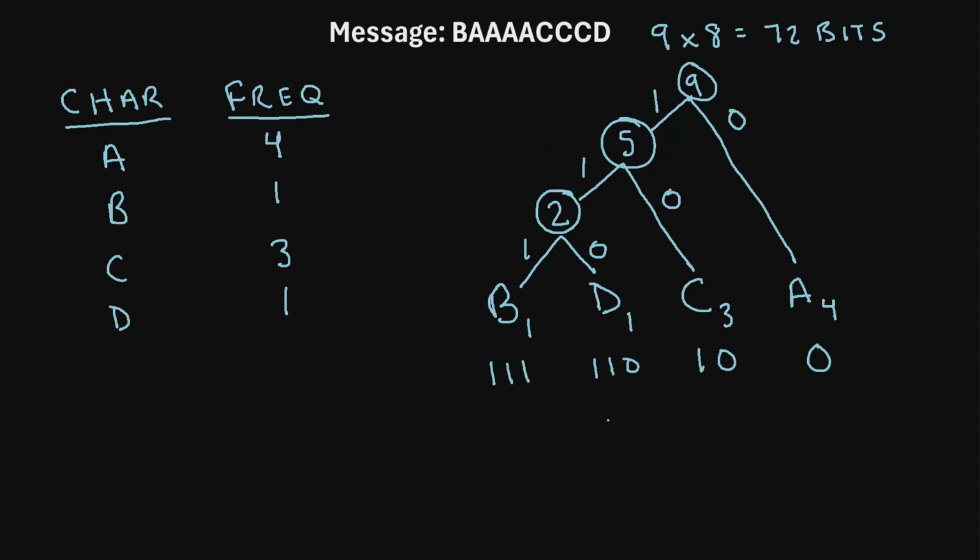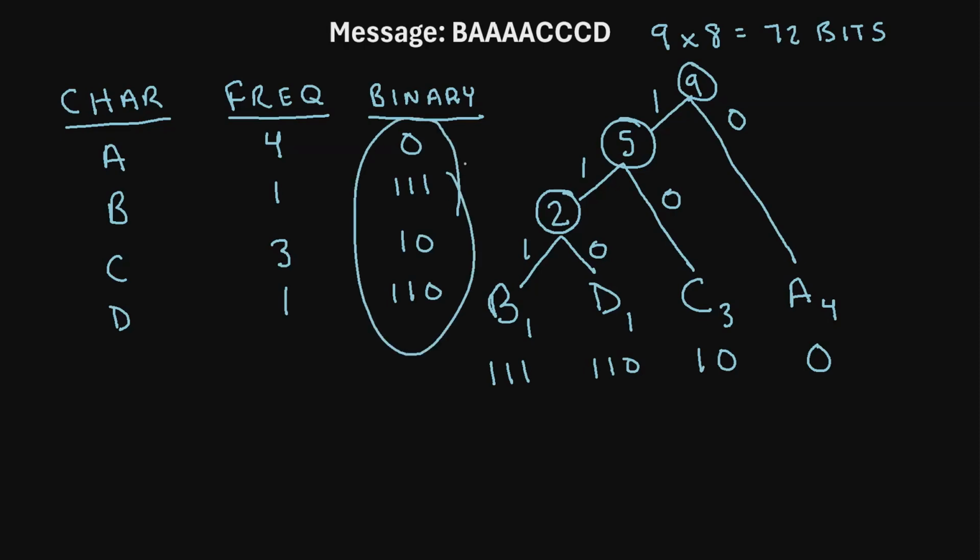So now these are the binary numbers that we can use to represent A, B, C, and D. So let's go ahead and write them over here. So for A, we'll use a 0. For B, we'll use a 1, 1, 1. For C, we use 1, 0. And for D, we're going to use 1, 1, 0. So what we can do is we can use these binary values to send this message. So for example, a B, that would be represented as a 1, 1, 1. So let's write the message down here.